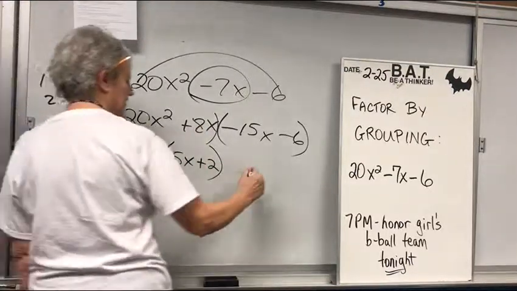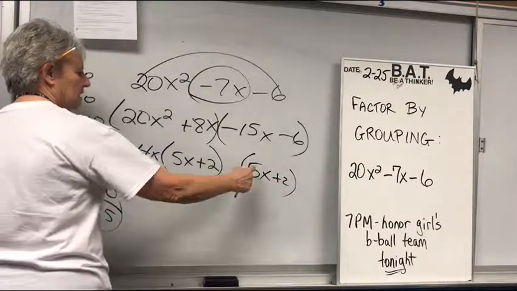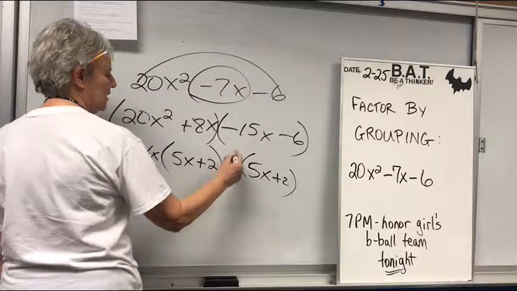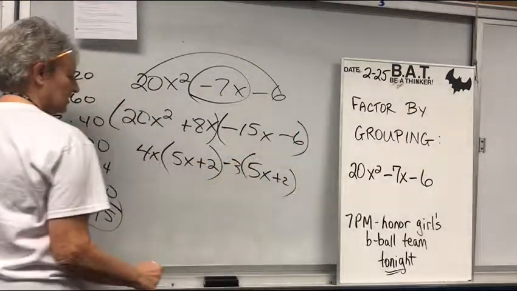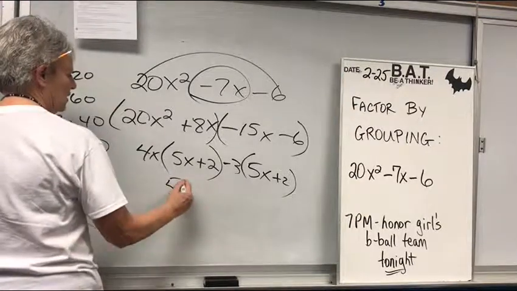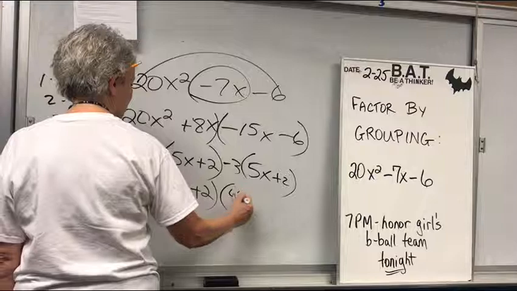I always double check, make sure I have the right sign. Usually when I don't double check, I make a dumb mistake. For 5 to become negative 15, you need a negative 3. And that double checks with the negative 6. So the final answer, 5x plus 2, 4x minus 3.